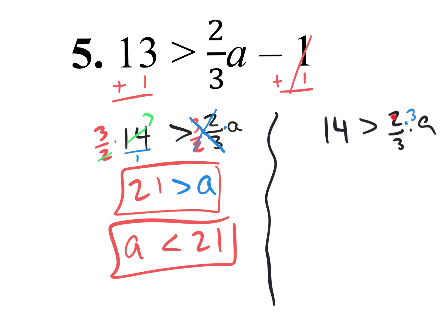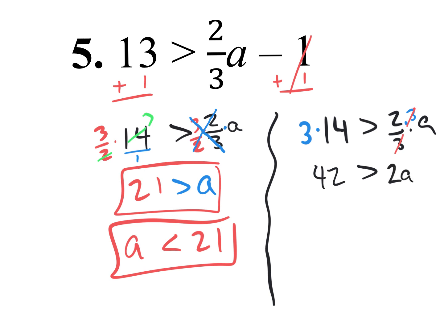Because after all, what is 2/3? It's really 2 divided by 3. So if you don't want this divided by 3, you could get rid of the divided by 3 by doing the opposite, multiplying by 3. And of course, what you do to one side, you do to the other side. So on the left side, we have 3 times 14, that's 42. Greater than, and of course the 3 and the 3 eliminate, and we have 2a left over.